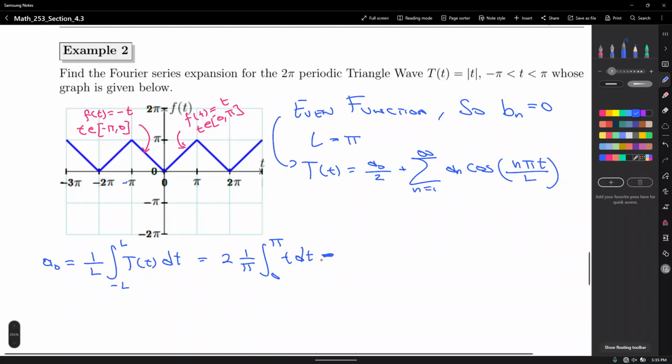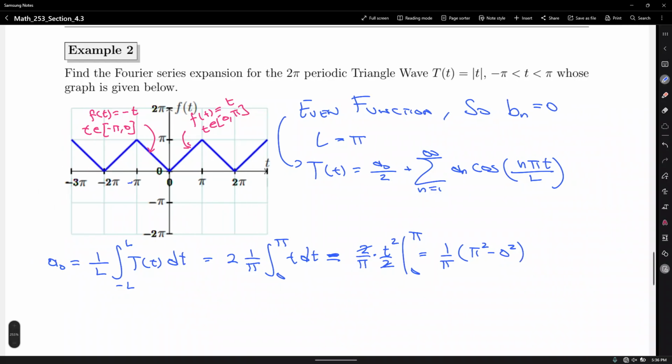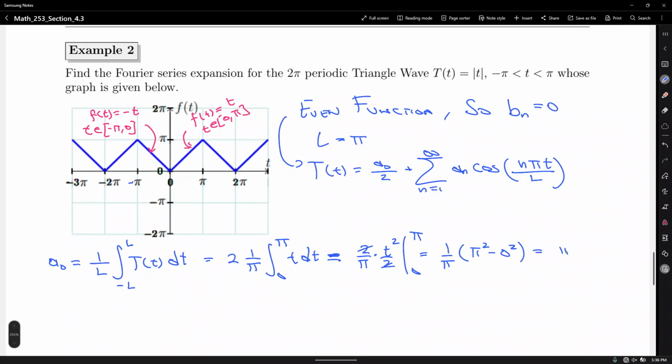that equals 2 over pi, integral from 0. Oh, actually, we can integrate t squared over 2 from 0 to pi. Cancel out the 2's. That equals 1 over pi times pi squared minus 0 squared, which actually reduces to simply pi. All right. So that's the coefficient a sub 0. That's it. Okay. All right, guys.